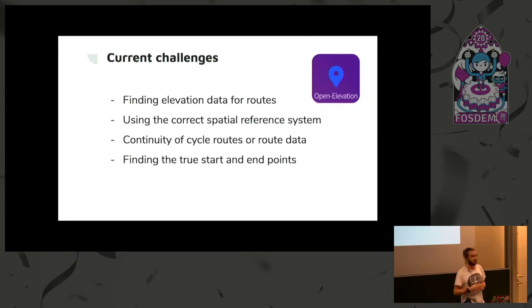And the continuity of cycle routes or route data, as we saw in the example on Route 2 in the United Kingdom, there were massive sections where there were gaps. So this is either a process of trying to encode that data into OpenStreetMap, or to see why the route doesn't actually continue in reality, which is also a big concern. And finally, finding the true start and end points. If a route, say, did a horseshoe, this process would not result in the whole route, because it would just choose the two furthest apart points, and so it would miss almost half the route in that case. So those are some of the current challenges.